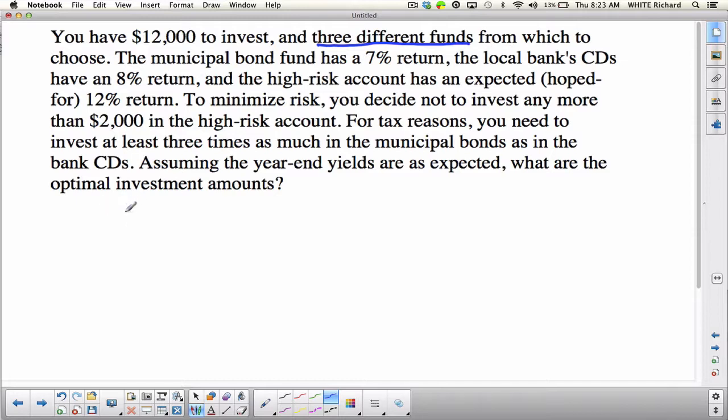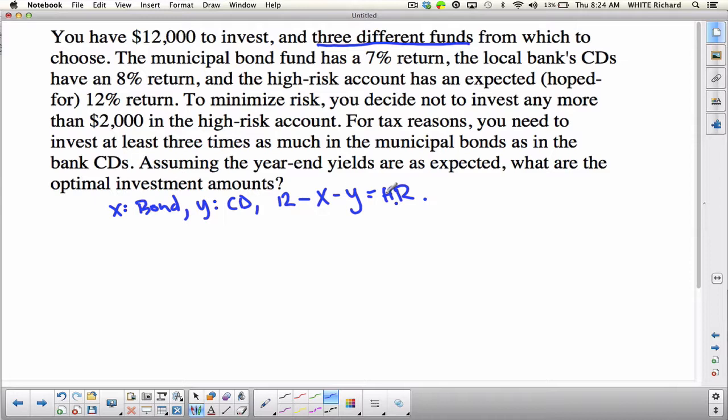So we've got a municipal bond, 7% return. So we're just going to say X is the municipal bond. Then a local bank CD has an 8% return, so let's call that Y is the CD. And we don't have any more variables to deal with, so we're going to make up one kind of. We only have $12,000 to invest, and we still have this high risk to account for. So what we're going to do for that one is we're going to say 12,000. I think I'll just write it as 12 just to make the number smaller. 12 minus the bonds minus the CDs, and that will be our high risk. Okay, and so there's our equation.